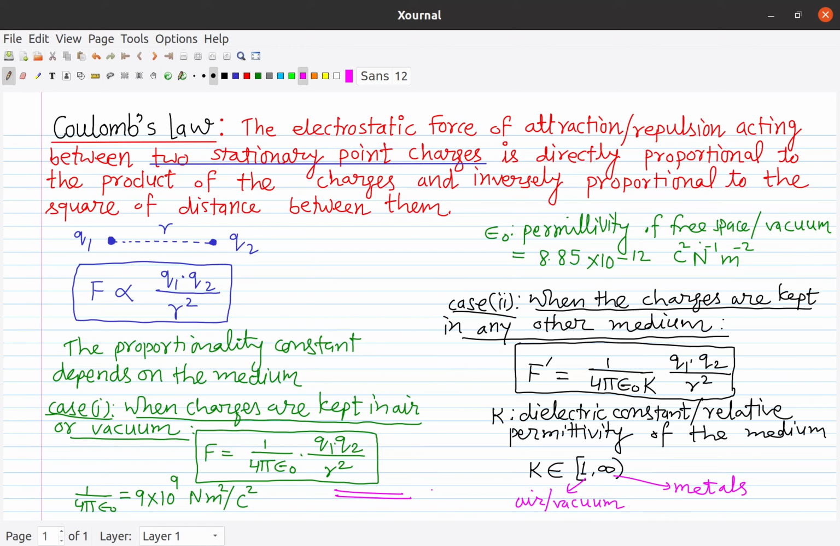So what does that mean? If two charges are kept in metal, then they will not apply any attraction or repulsion force on each other. And in any other medium, the value of K will be greater than 1 and smaller than infinity, so definitely the force F prime is going to be smaller than F.